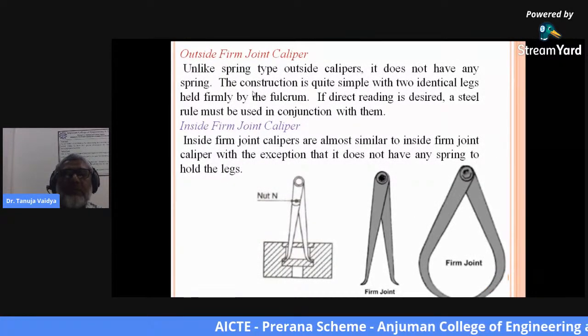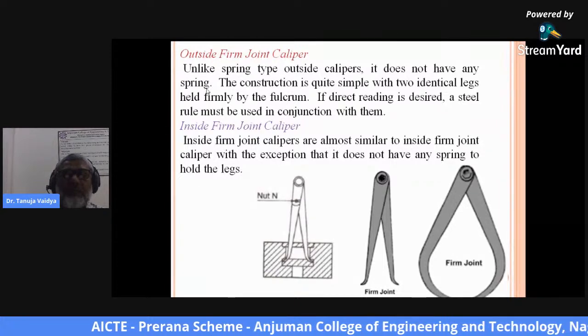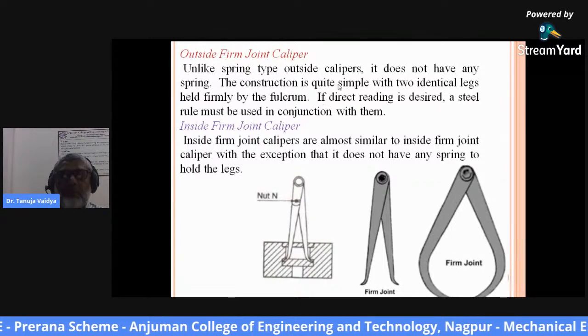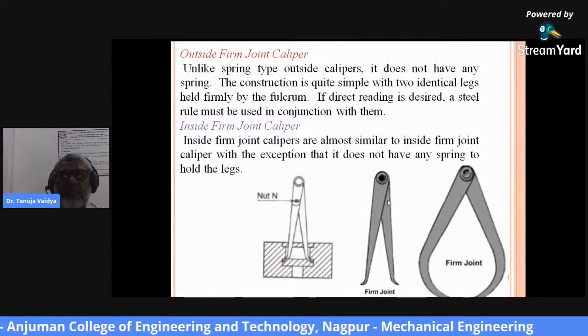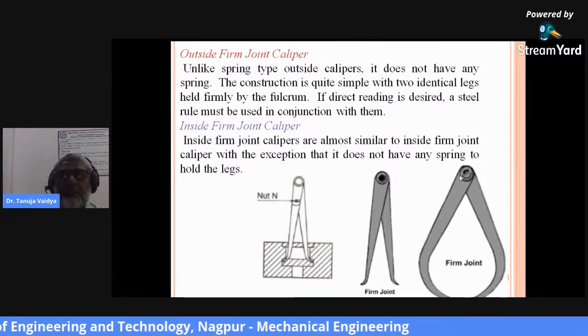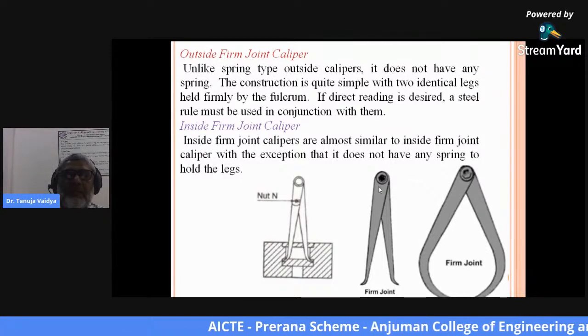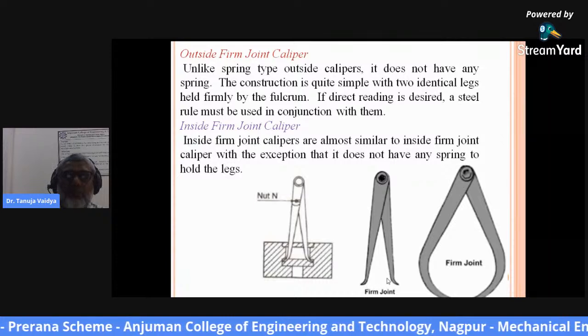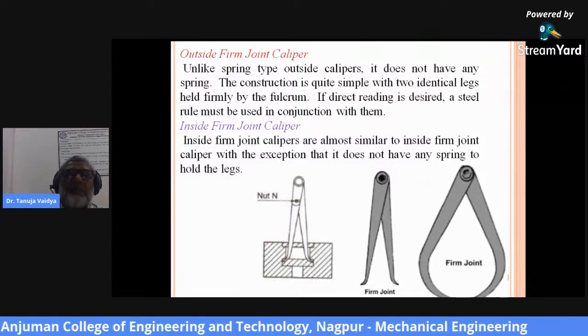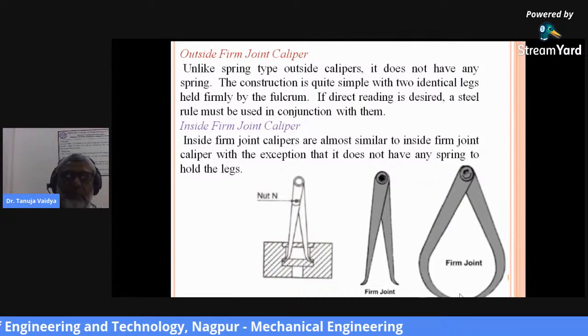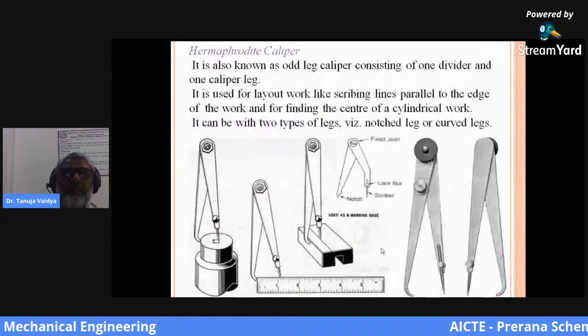From here you can see these are two firm joint calipers, where the two legs, either of the inside calipers or the outside calipers, are attached with a rivet. The rivet is there, which makes it possible to adjust the distance between these two legs. These are the outside type of firm joint caliper, and this is the inside firm joint caliper.